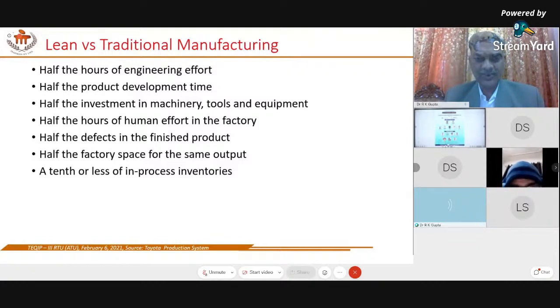Because in lean manufacturing, fewer machines are required. If fewer machines are required, then it saves space. And then it also reduces in-process inventories, or stock items. So this is lean versus traditional manufacturing.